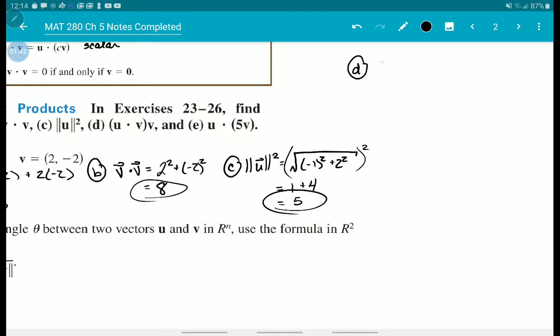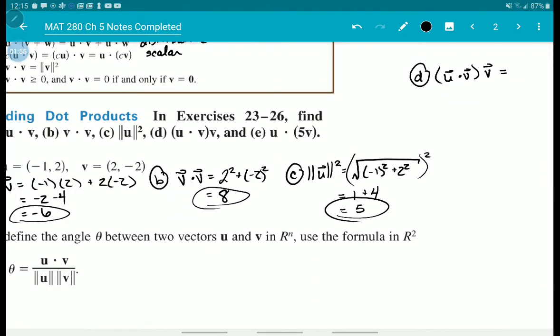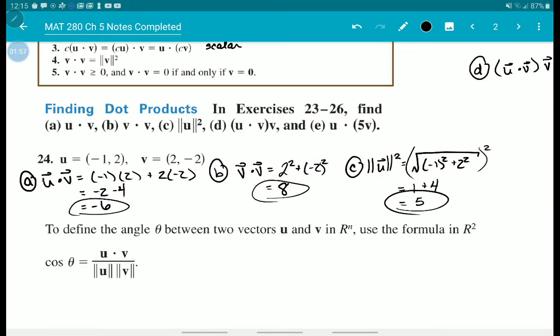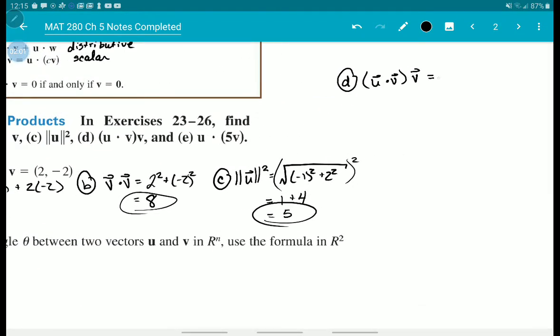D is asking us for u dot v multiplied by v. So when we find a dot product, remember we find a scalar value. So this ends up being a scalar times a vector. So u dot v we found in part A. So that was a -6. So now we have -6 times our vector v, 2, -2. So our vector is going to be -12, 12.